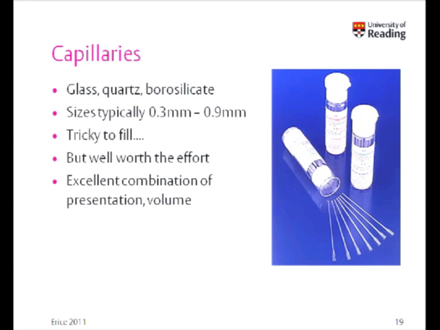The capillaries themselves come in all shapes and sizes. In the geometry that we saw on the previous page, the narrower the capillary that you can use, the sharper the diffraction is likely to be, assuming that the diffraction is not sample limited. Filling a 0.3 millimeter capillary can be rather tricky. So in practice, a 0.7 is probably a good balance between getting a decent volume of sample into the beam to scatter strongly and also making it relatively easy to fill.